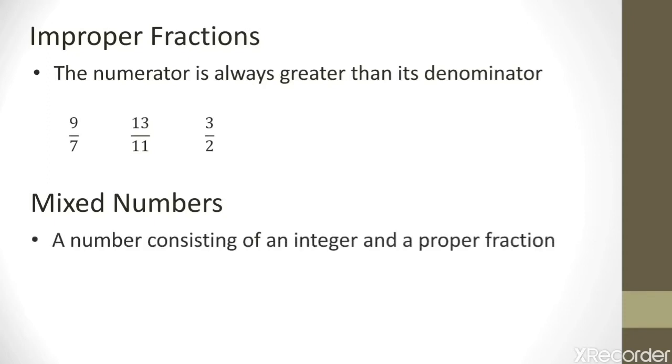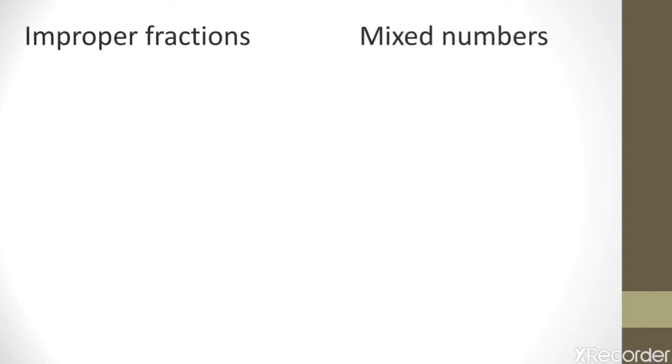A number consisting of an integer and a proper fraction, like 1 1/7, 2 2/9, 4 3/5. Okay, thereafter you have to know how to convert improper fractions to mixed numbers. So in this video I have taught you from the beginning, so I would use this example as 9/7.